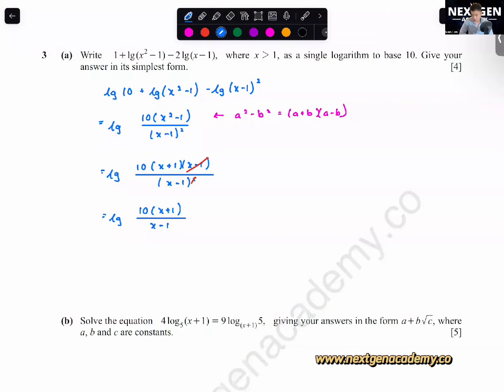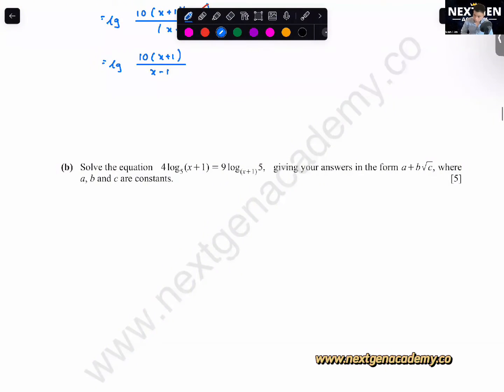4-mark question. Question B. Solve the equation 4 log_5 (x+1) = 9 log_(x+1) 5, giving your answer in the form a plus b square root c or surd c, where a, b, and c are constants. Okay, this one is a 5-mark question. This one is a little bit tricky when you all do it.